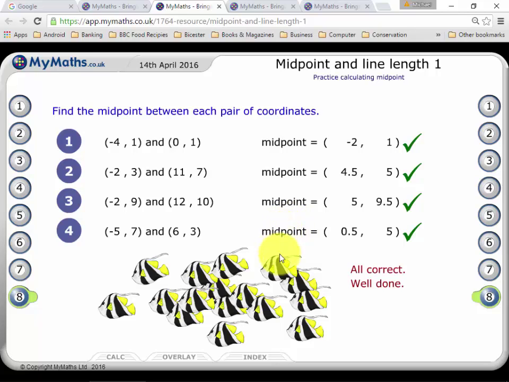And that's all there is to midpoint and line lengths. You're now in a position where you can try the homework task. Good luck.